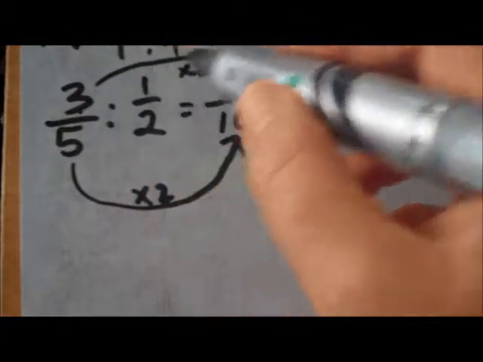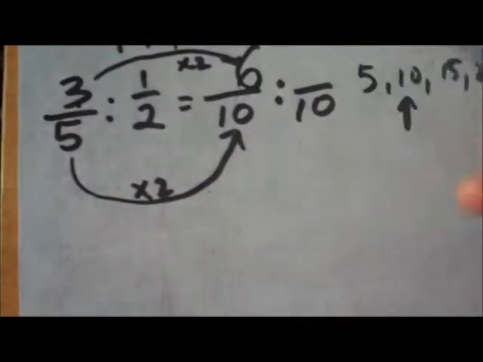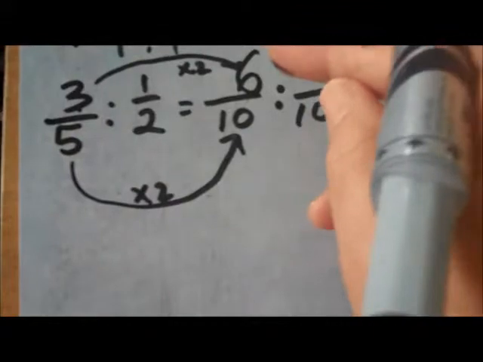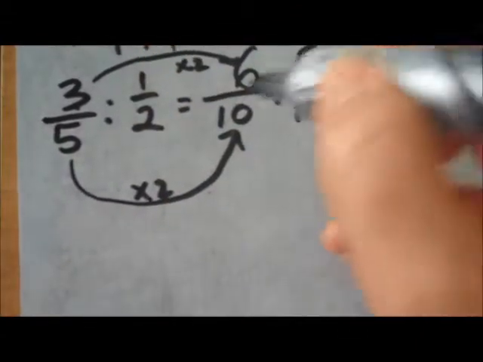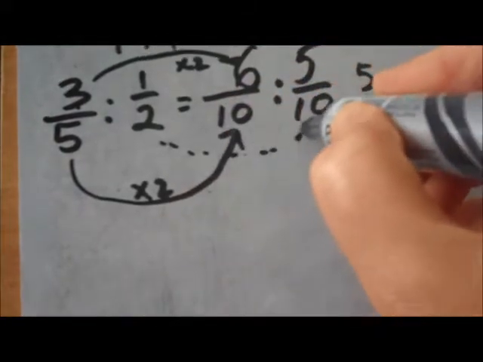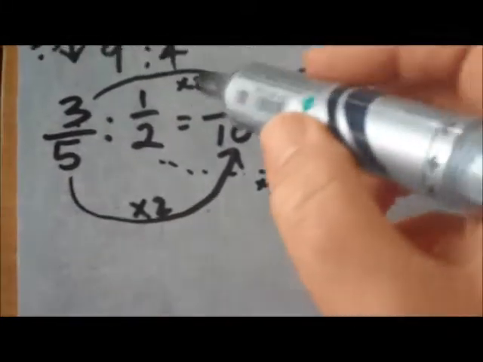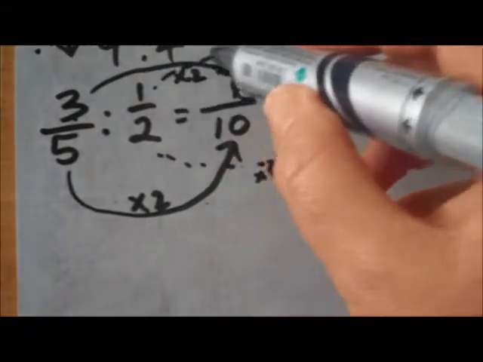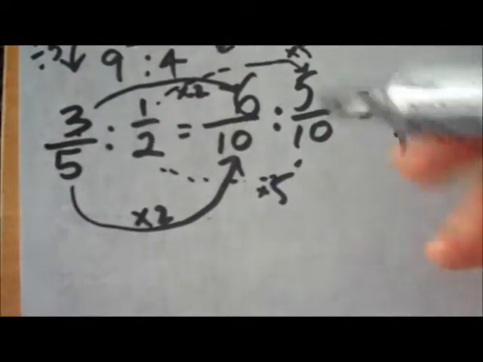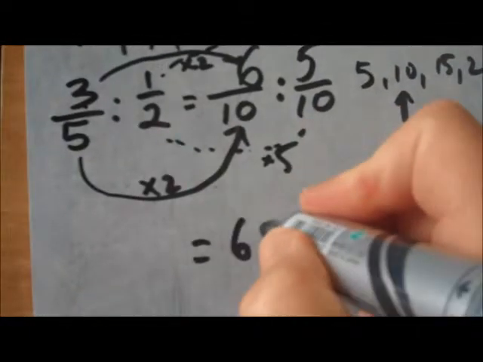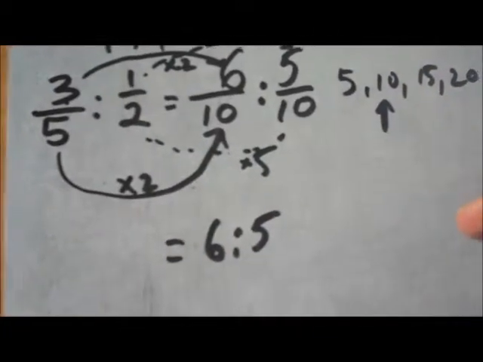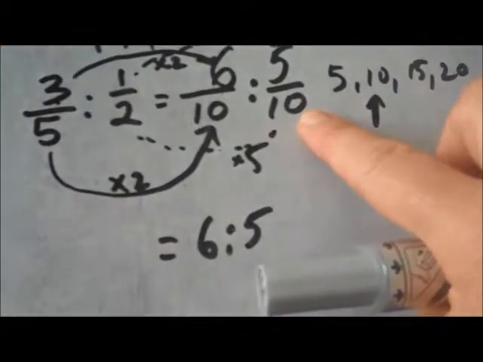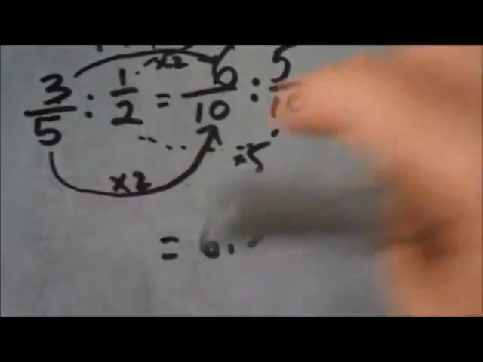So this would be 3 times 2 is 6. So 3/5 is the same as 6/10. A half is the same as 5/10 because this would have been multiplied by 5. And 1 times 5 is also 5. So the ratio is 6 to 5 because the size of the piece doesn't matter as long as they are equal sized pieces. These are equal sized pieces, these are not equal sized pieces.